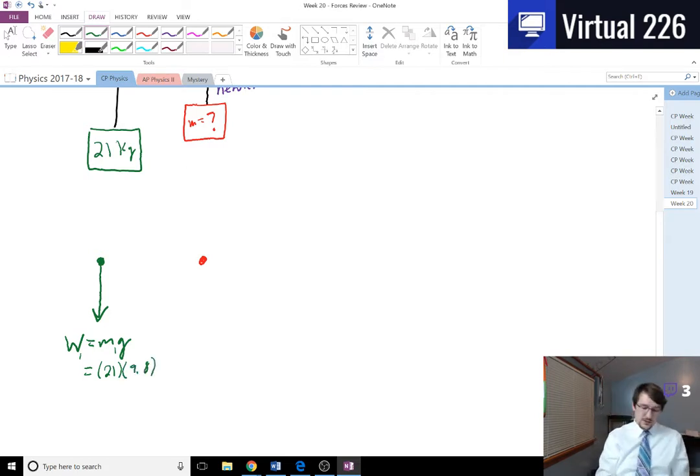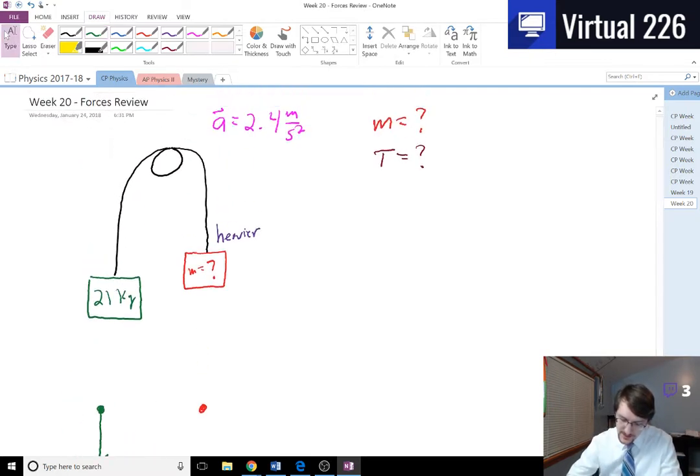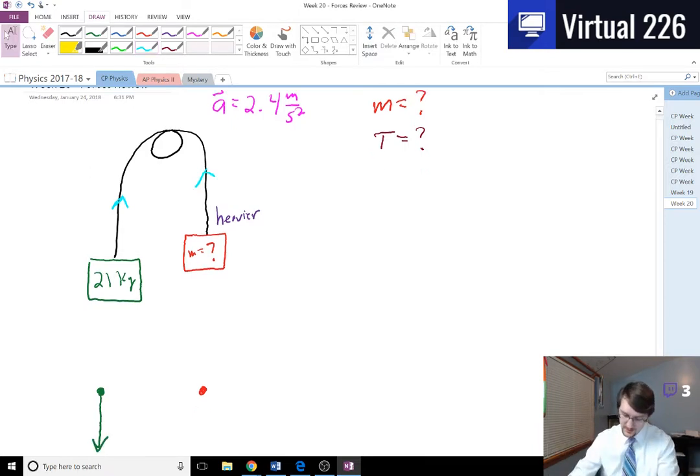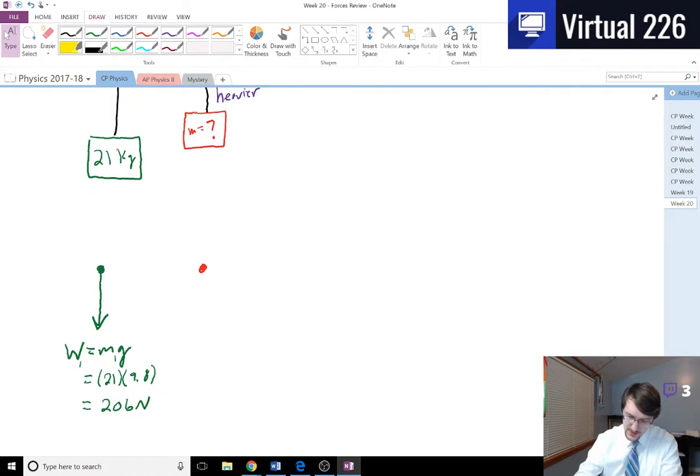Bust out the trusty calc. 21 times 9.8, 205.8. Let's just round it up for simplicity to 206 newtons. Okay. We can't forget that there is also a tension acting in this rope. It's going equal and opposite. That's why the rope doesn't move within itself. So there's a tension going on here.